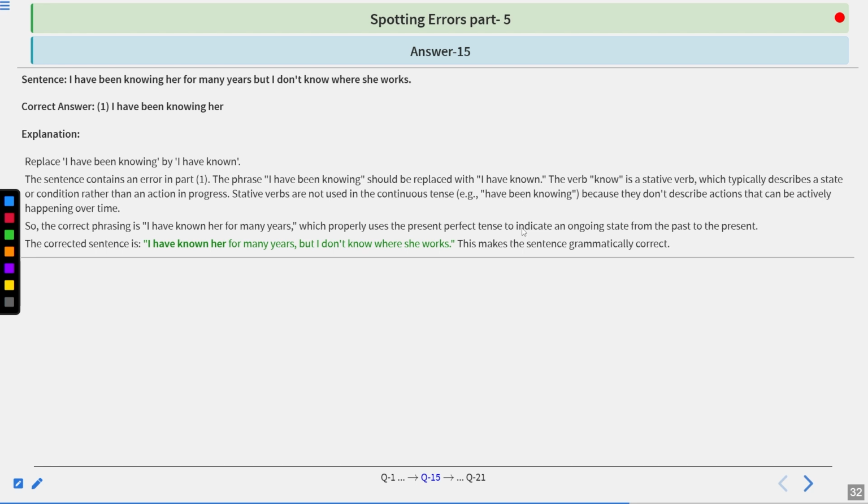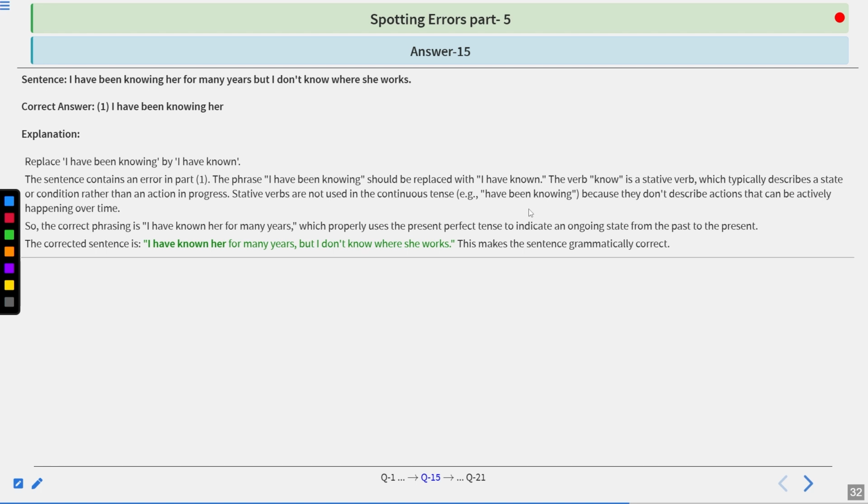The sentence contains an error in part 1. The phrase "I have been knowing" should be replaced with "I have known". The verb "know" is a state verb which typically describes a state or condition rather than an action in progress. State verbs are not used in the continuous tense, for example "I have been knowing", because they don't describe actions that can be actively happening over time.